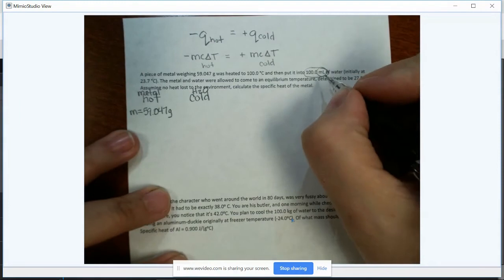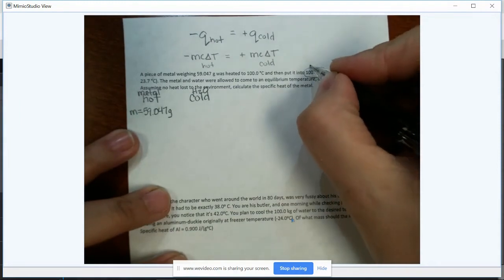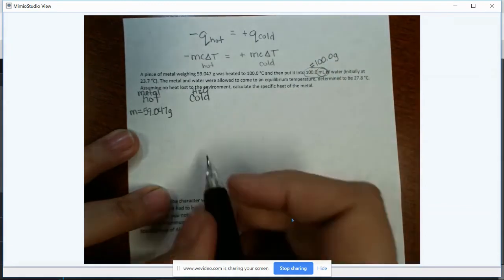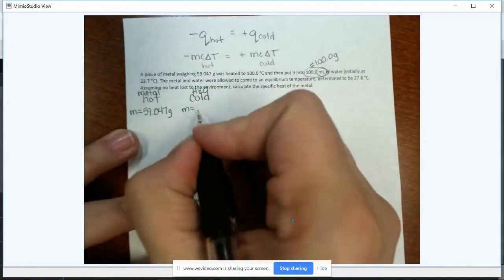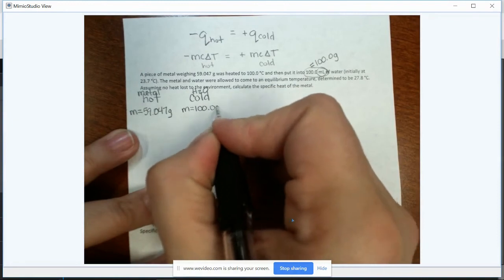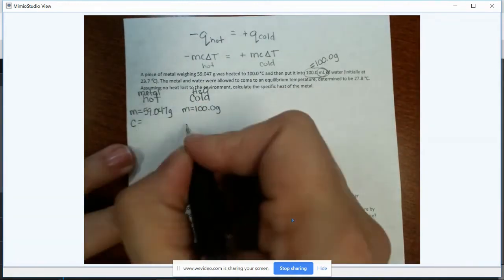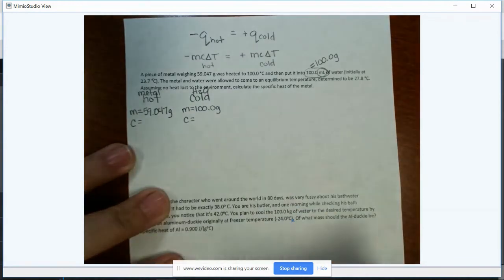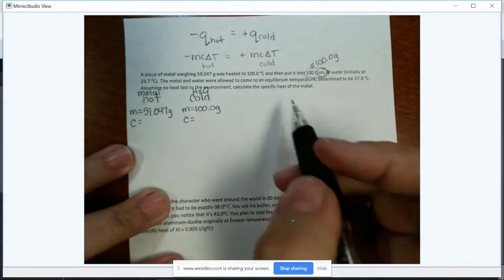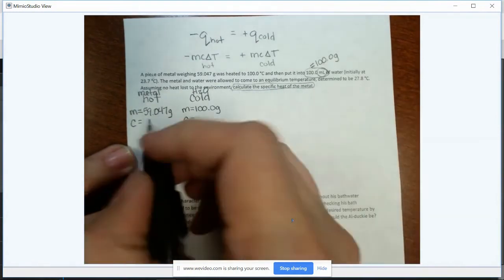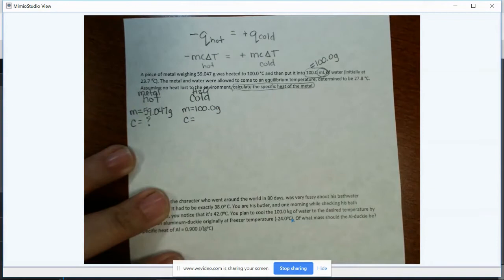The density of water is 1 gram per milliliter, so 100 milliliters of water is the same as having 100 grams of water. So the mass of our cold water is 100 grams. The next variable would be specific heat. If you pick this apart, you get down to the end, and we find that we're looking for the specific heat of the metal. So that's the thing we don't know.